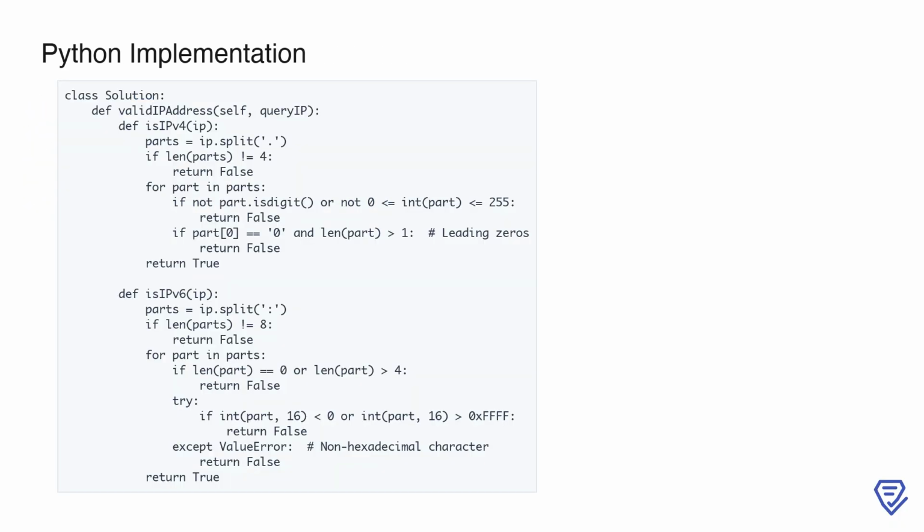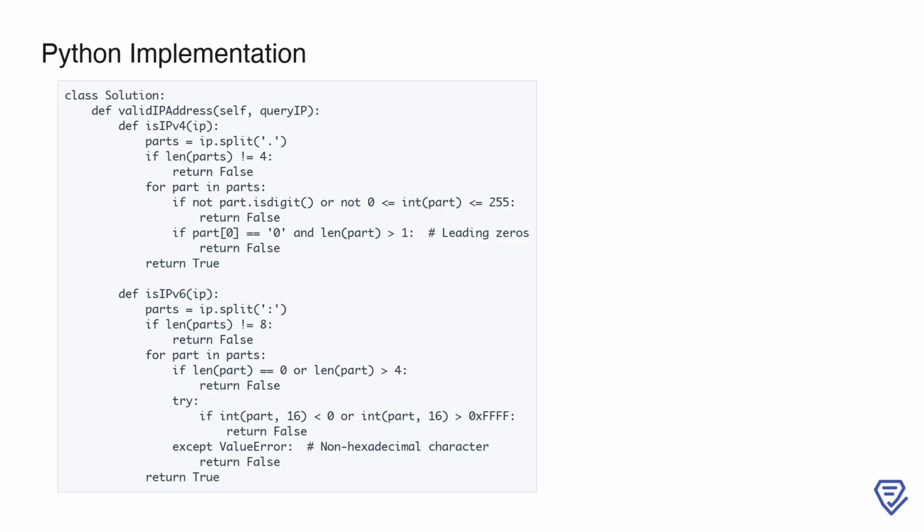Here, we start by defining a class called Solution and a method within it named validIPAddress, which takes a single input, queryIP. To validate if the input is an IPv4 address, we define a helper function called isIPv4. In this function, we first split the input string using the period, or dot, as the delimiter. If the resulting list doesn't contain exactly 4 parts, we immediately return false since an IPv4 address must have 4 octets.